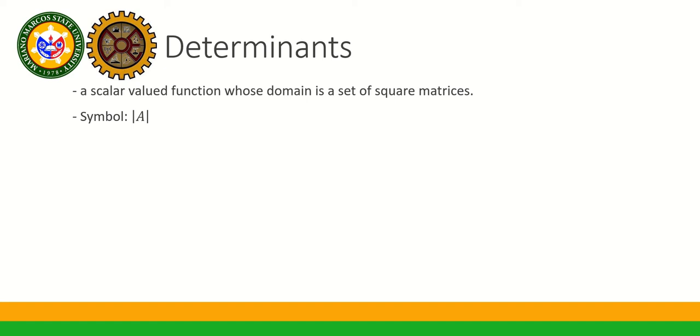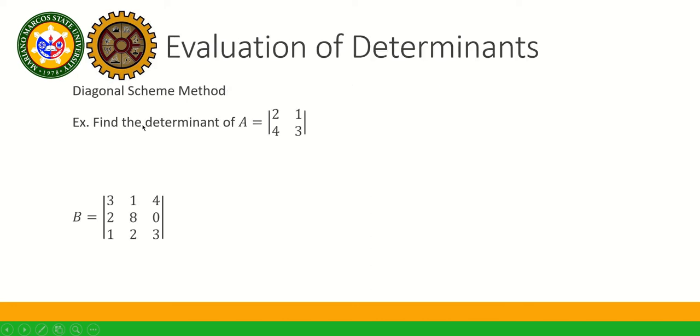So, para makuha mo yung determinant ng isang matrix, dapat yung matrix mo is a square matrix. If not, hindi mo makukuha yung determinants niya. So, ang symbol for determinants is the name of the matrix enclosed with brackets like the symbol for absolute value. So kapag ganito, ibig sabihin, it is the determinant of matrix A. Okay? So evaluation of determinants, diagonal scheme method.